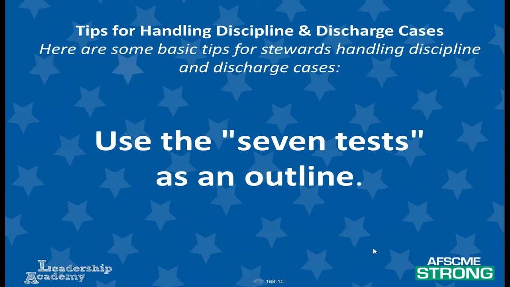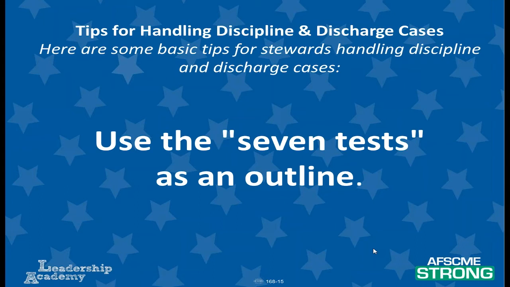Remember, just because the employer messes up on one of the 7 tests, this doesn't mean we automatically win. But proving that they screwed up and they didn't meet the test helps a lot. We expect discipline to be corrective, not punitive. That means that they should make every effort to correct the employee's behavior before moving on to punishment. This is why the first level discipline for so many things is an oral or written warning.